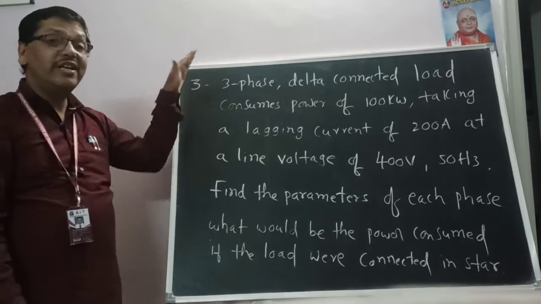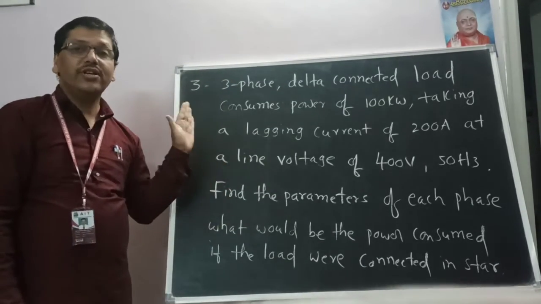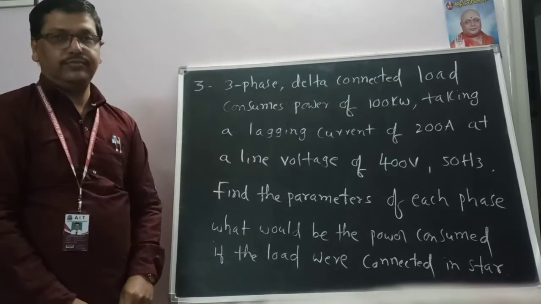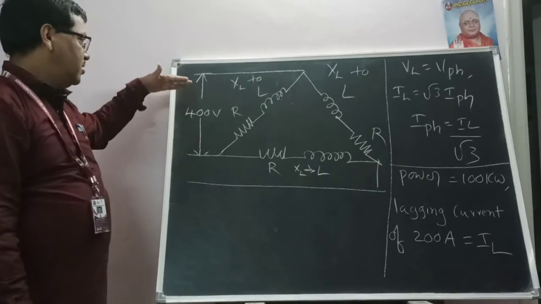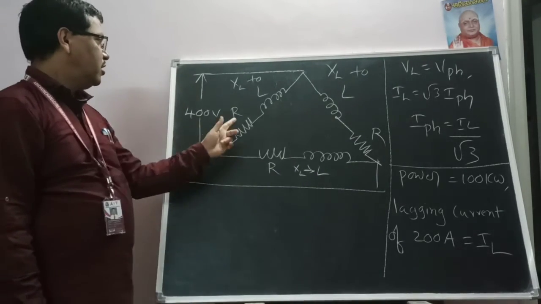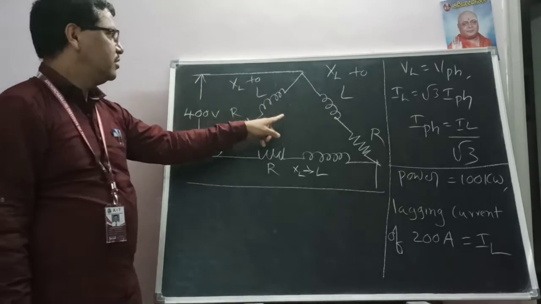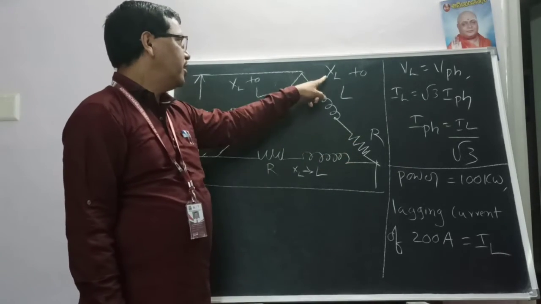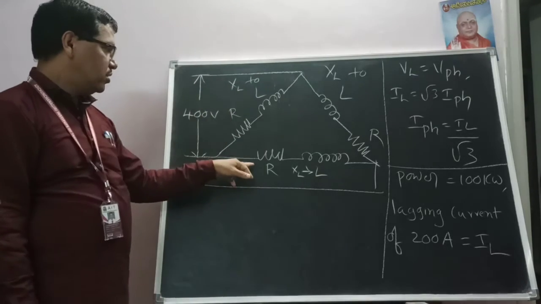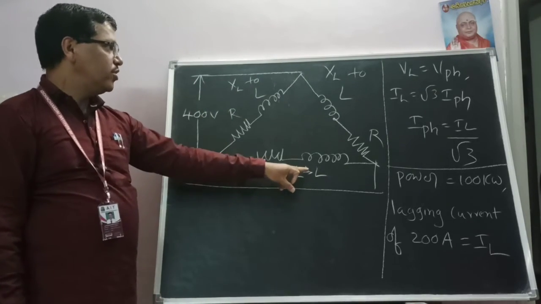This is actually the delta problem. Star is also included, we will see what happens. So this is the network. Here two parameters, R, and here we need to calculate XL to L. Here also R, and XL to L. And here also R, we need to calculate XL to L.